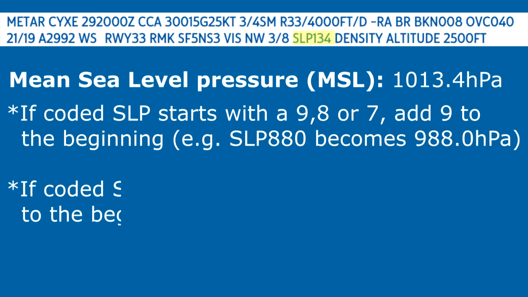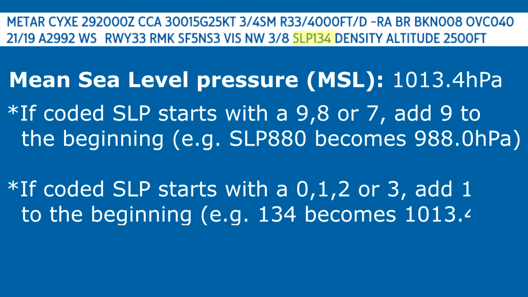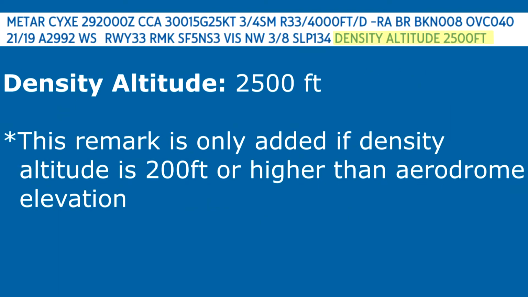So in our situation, when it's 134 sea level pressure, then we have to add a 10 in front of it. So anything that starts with a value of 0, 1, 2, or 3, we add the number 10. So in our example, it would be 1013.4 hectopascals. And finally, the last part, you just read it straight off. Density altitude is 2,500 feet.